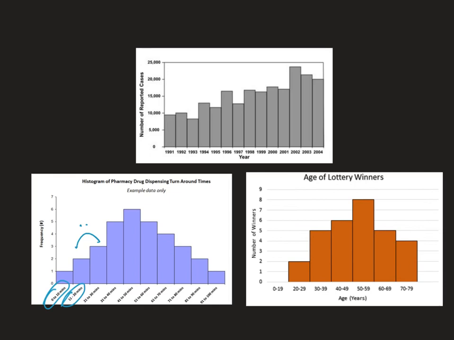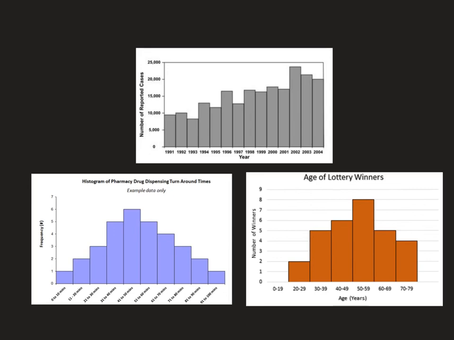Now take a look at the orange histogram. We have another issue happening. The first interval goes from 0 to 19. That's a 20-unit movement, but the second one goes from 20 to 29. Again, we have an issue here. So pause and think about what we could do to fix the issues in each of these.